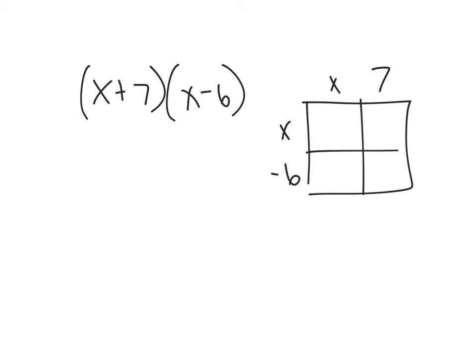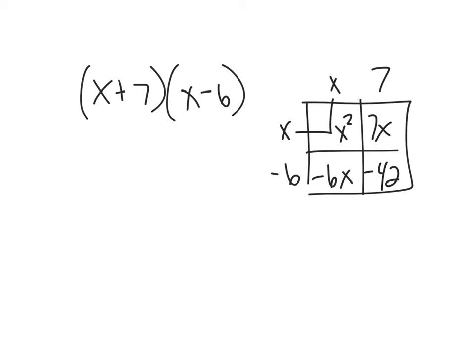Okay, so now to fill in each box, I just multiply. What is x times x? Well, it's x squared. What is x times 7? That's going to be 7x. What is x times negative 6? That's going to be negative 6x. And then the last part here is negative 6 times 7. And so in that box is going to go a negative 42.